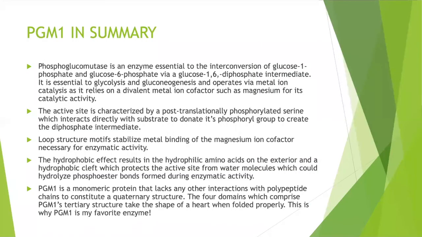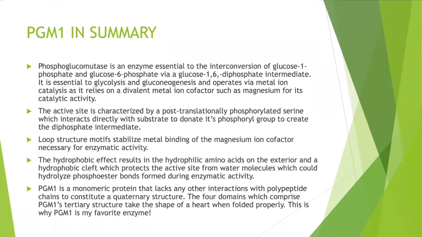In summary, phosphoglucomutase is an enzyme essential to the interconversion of glucose 1-phosphate and glucose 6-phosphate via a glucose 1,6-diphosphate intermediate. It is essential to glycolysis and gluconeogenesis and operates via metal ion catalysis as it relies on a divalent metal ion cofactor such as magnesium for its catalytic activity. The active site is characterized by a post-translationally phosphorylated serine, which interacts directly with substrate to donate its phosphoryl group to create the diphosphate intermediate.